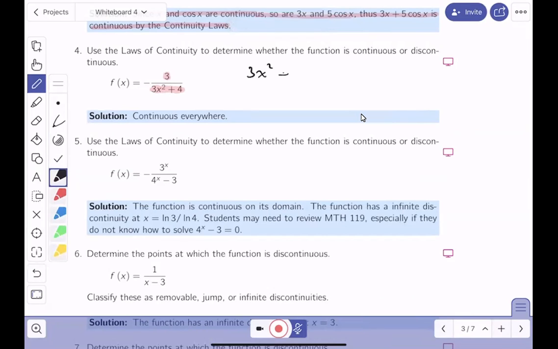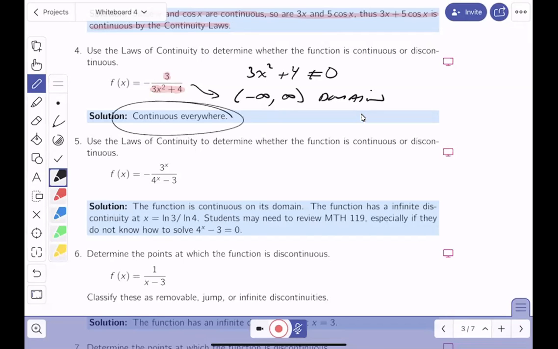3x squared plus 4 never equals 0. So this thing is defined for all real numbers. So it's continuous on its domain. And what's its domain? It's a rational function, minus infinity to infinity. That's the domain of it. And it's a rational function. Rational functions are continuous on the domain. So where's this function continuous? Everywhere. All right, that's done.